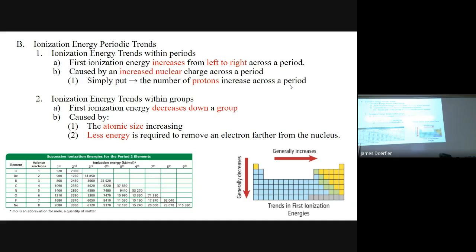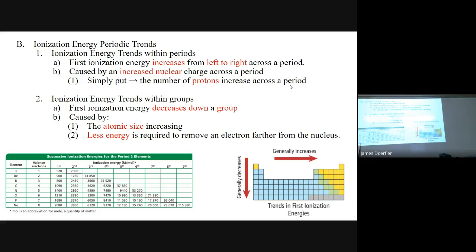And as we talked about yesterday, those core electrons are not increasing. So you keep adding more and more protons to the nucleus, that's going to give them the ability to constrict or have a stronger hold on those valence electrons.